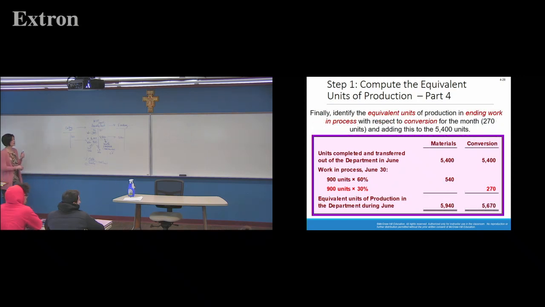And then notice for conversion, I got to list them separate. Now, if they were all the same percentage of completion, I wouldn't need two columns. I could lump my materials and conversion costs all together in one column, but because they're not the same percentage of completion, I got to address it separately. So there's my 270, right? So in terms of conversion costs, I only have 5,670 completed units, okay? Look, my goal is still this right here. This is my goal. I'm getting closer, okay? I'm finding my units. So now I have my units, 5,940 and 5,670.